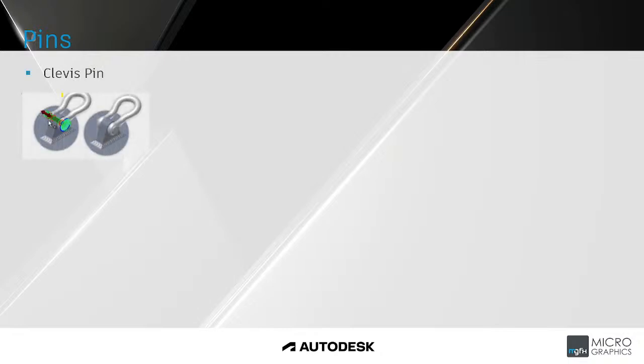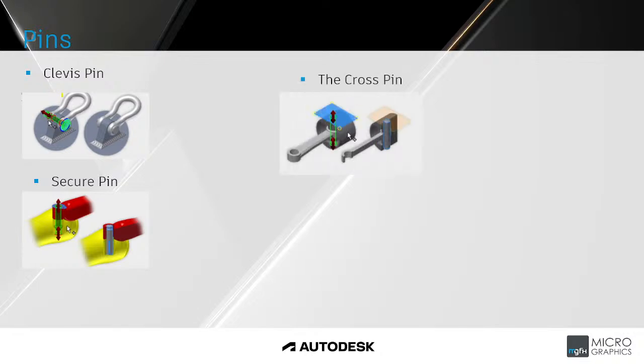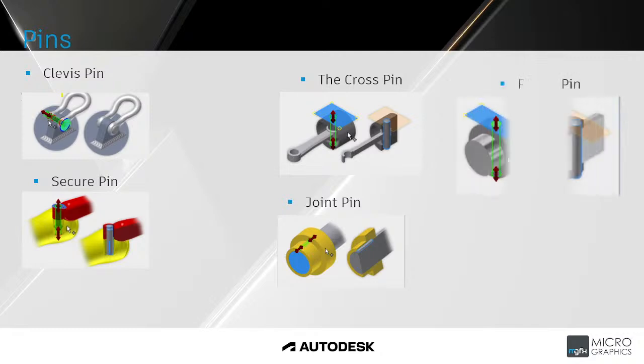First, you get your clevis pin. The clevis pin calculates, designs, and checks clevis pin joints. Then you get the secure pin, design and calculate secure pin loads with the shear. Then you get your cross pin, designs and calculates cross pins loaded in a draw rod and a sleeve. Then you get your joint pin, designs and calculates joint pin loads with torque. Then you get your radial pin, design and calculates the joint pin loads with torque.